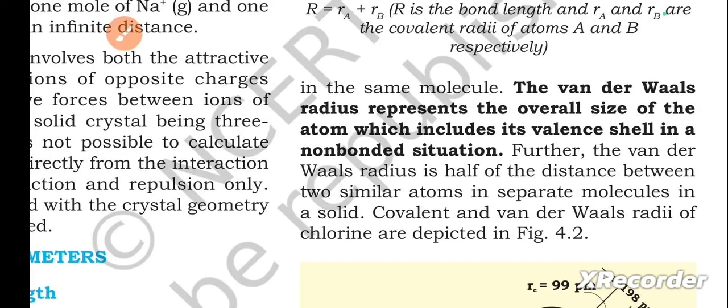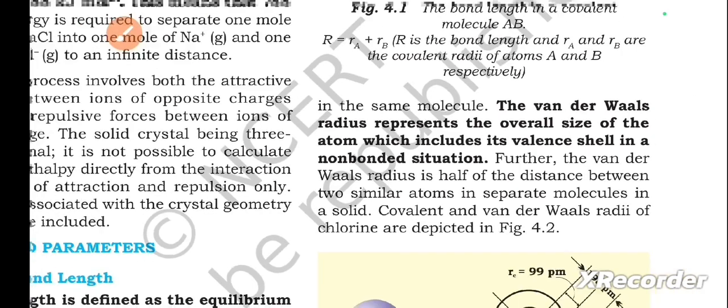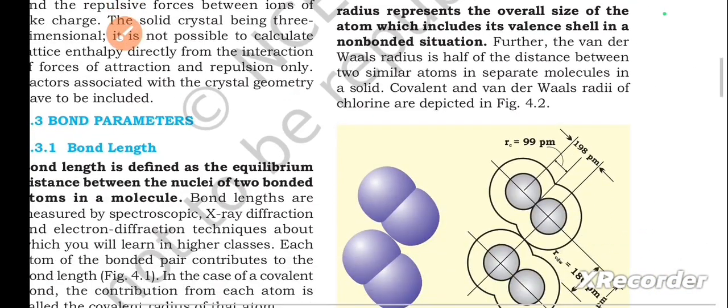The van der Waals radius represents the overall size of the atom which includes its valence shell in a non-bonded situation. Further, the van der Waals radius is half of the distance between two similar atoms in separate molecules in a solid.